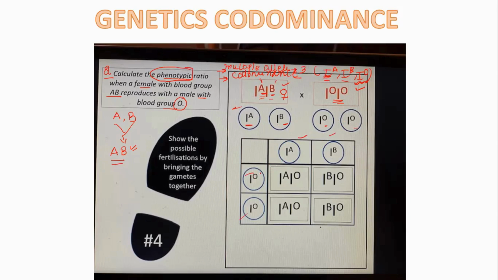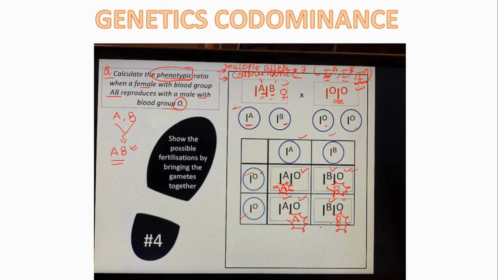So IO with an IA is IA IO, IB with IO is IB IO. As a rule, write the dominant allele first, and then again IA IO, again IB IO. So let's write the phenotypes. What is going to be the phenotype of this genotype? The phenotype will be blood group A. Here it will be blood group B. You know why? Because O is recessive. Here again it is going to be blood group A, and here it will be blood group B.